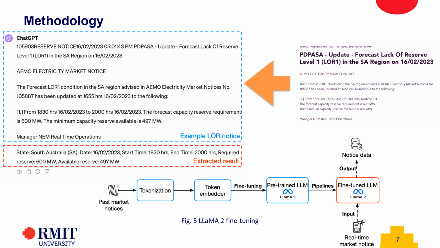However, ChatGPT-4's usage-based costs can add up, especially with the high volume of real-time lack of reserve notices from the Australian Energy Market Operator. Open source LLMs like Llama, Bloom, and Falcon offer a cost-effective alternative. These models can be run locally to enhance data security and cost efficiency, albeit with a potentially lower performance compared to ChatGPT-4. This presents a balance between cost and computational effectiveness.